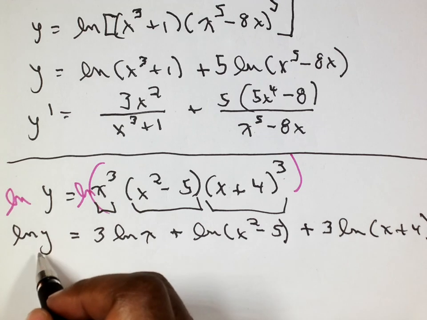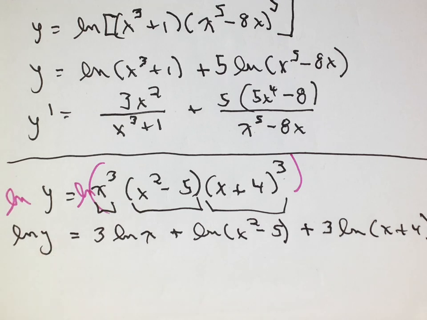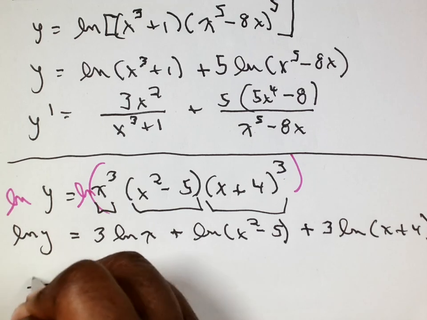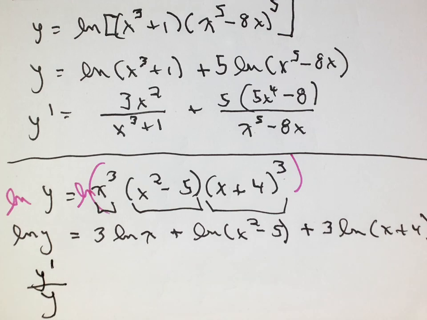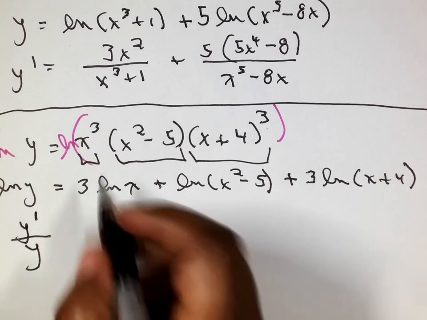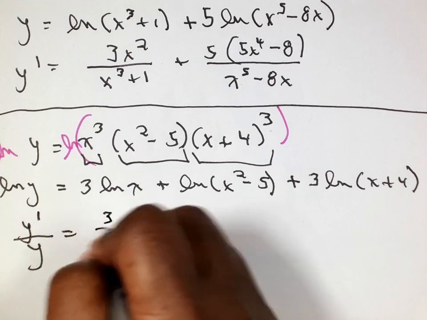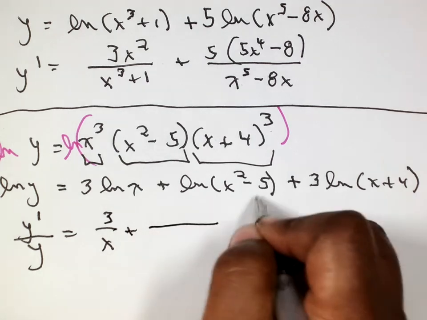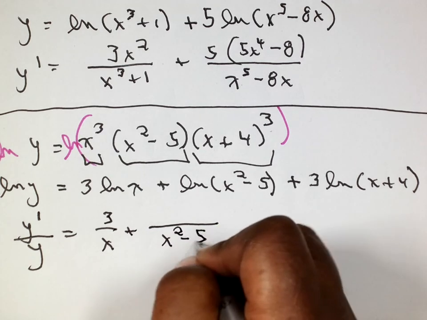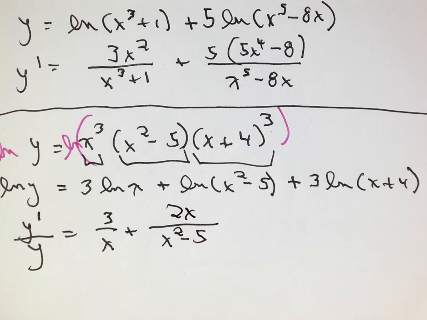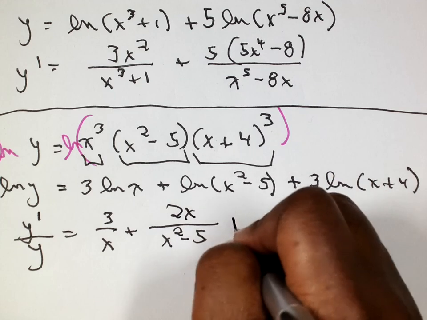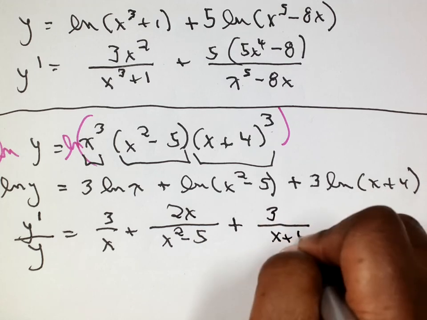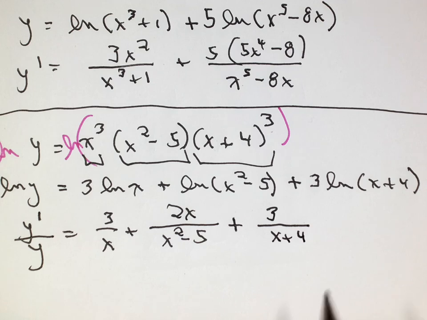So this ln y, remember when we did implicit differentiation, if we have a y, it is a function. So when you take this derivative, the y goes on the bottom, but y prime is going to go on top. Equals, this first term is just going to give me 3 over x. This next term, the x squared minus 5, goes on the bottom, and the derivative of that is 2x, so that goes on top. And this last one, I have that 3. And then the x plus 4 goes on the bottom. Derivative of x plus 4 is just 1. So I'm done with that.